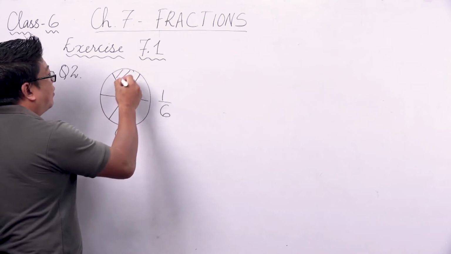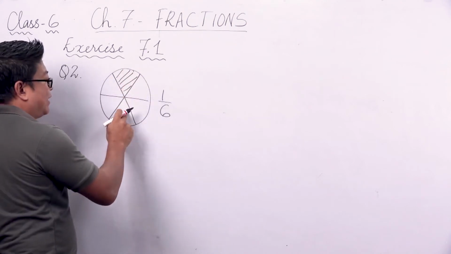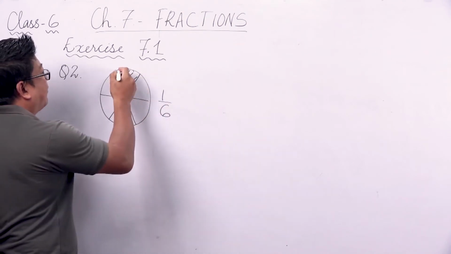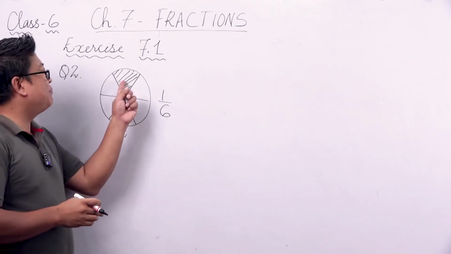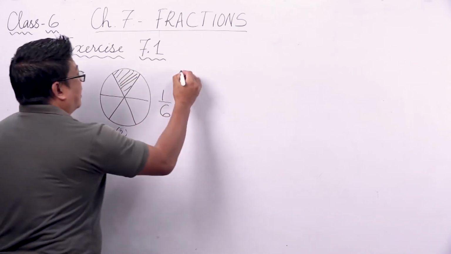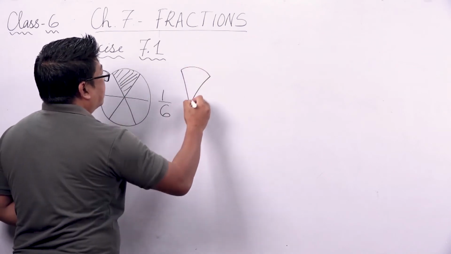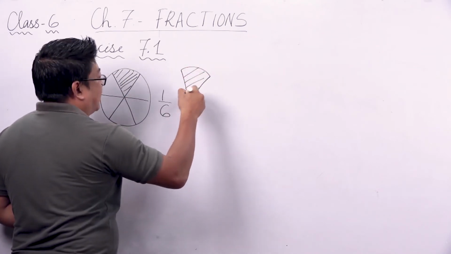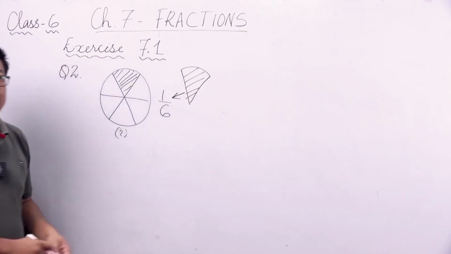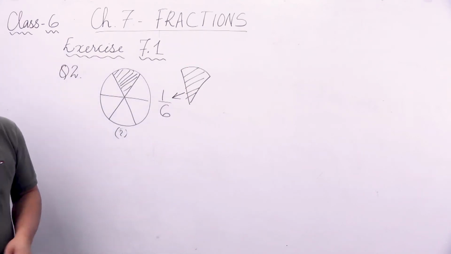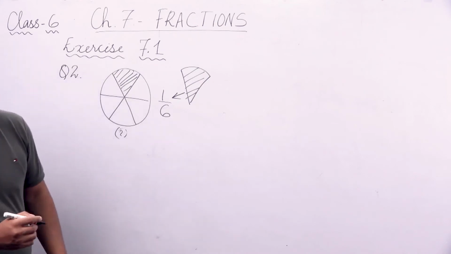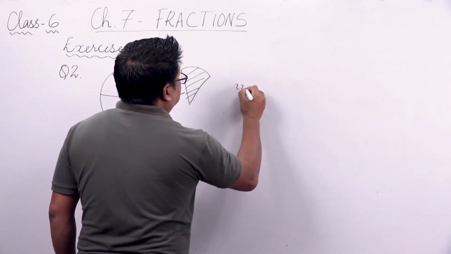So you can shade any one of them. I'm shading this one for all of us. You can shade this one, you can shade this one. It's up to you, okay? But you have to shade only 1 part. So this part when taken out will look something like this. Right? So this part denotes 1 by 6. Okay? And in the next example, I'll do question number 3.